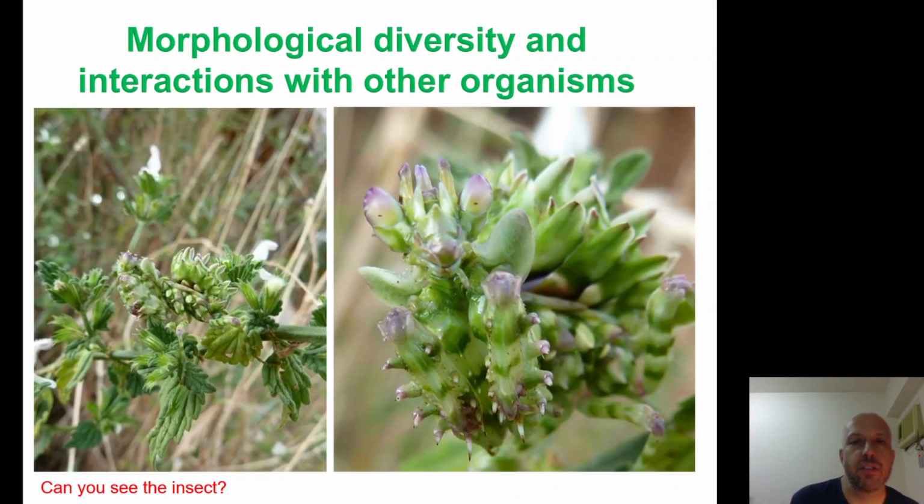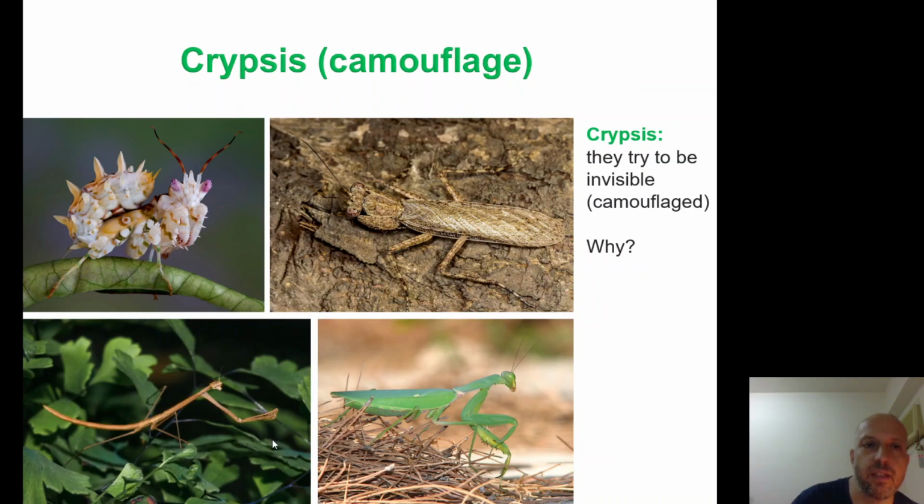Cool. So now other reasons for morphological diversity, we will just go through it very, very quickly. Can you see the insect here? Probably you can, right? Maybe not. So, okay, here's the praying mantis. It's the eyes here. Actually, the whole animal is the praying mantis here, right? There's a flower praying mantis.